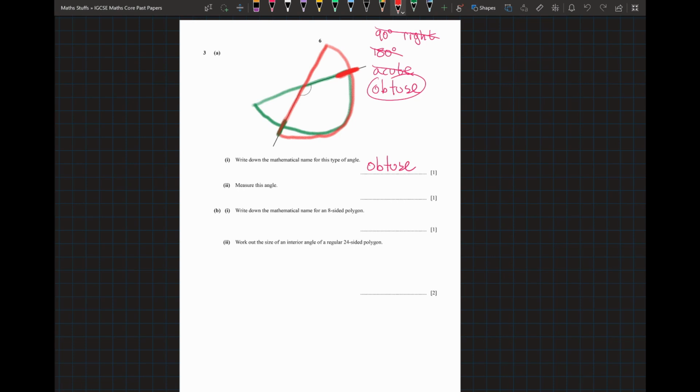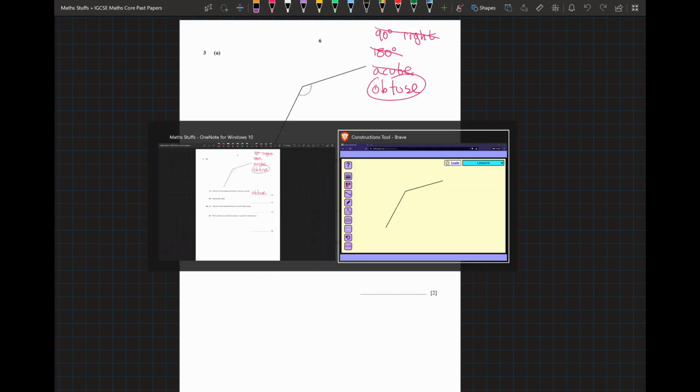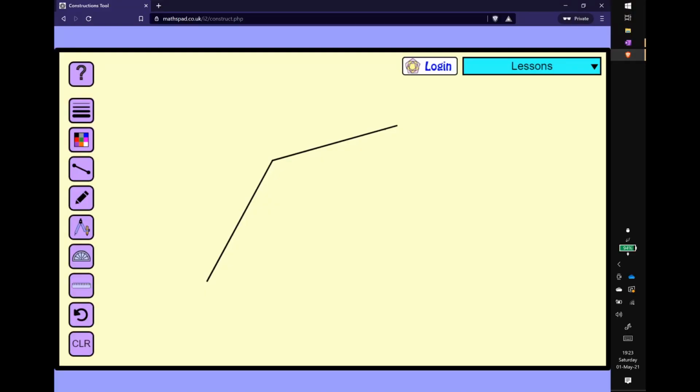Now, it's very hard to find any software that allows for virtual protractors. So what I've done is I've used a website to construct this angle so I can show you a better example of how you would do this. So remember what I just showed you. And then we're going to take a look at this website. This is mathspad.co.uk, and the file is at /i2/construct.php. I've built this angle in preparation for this video, and I'm going to show you how you would use a protractor to measure this.